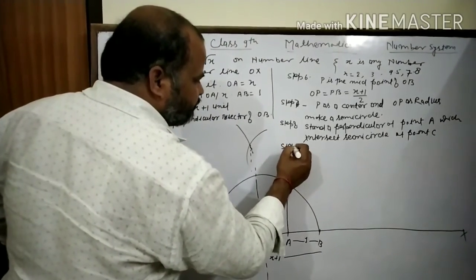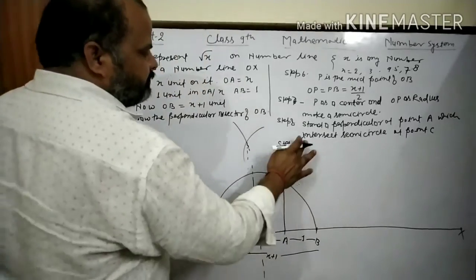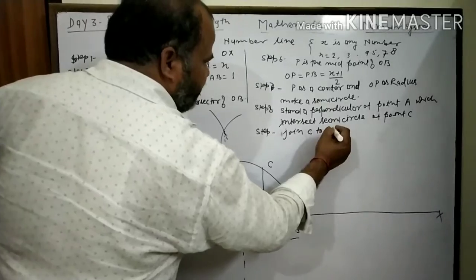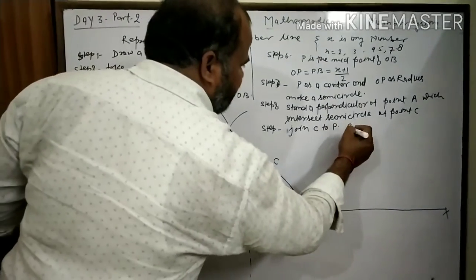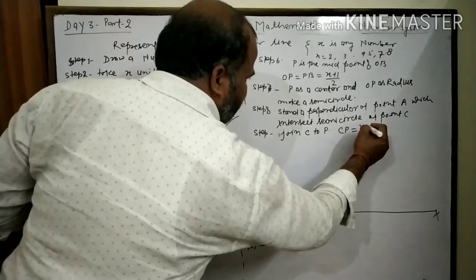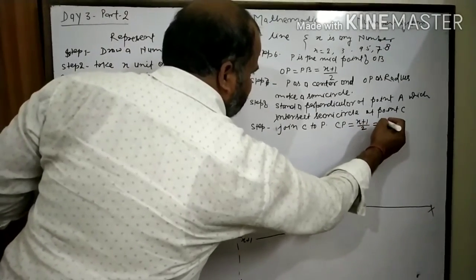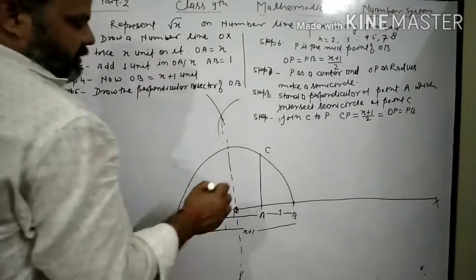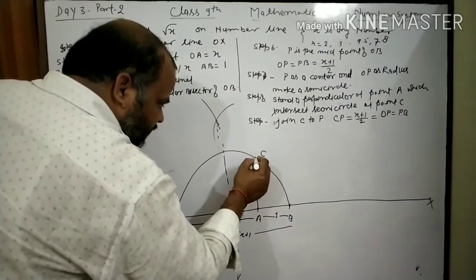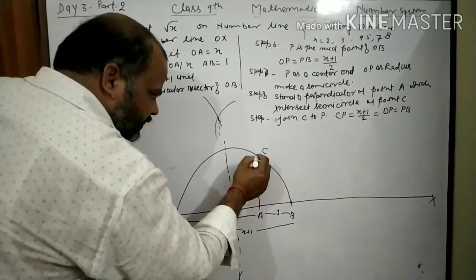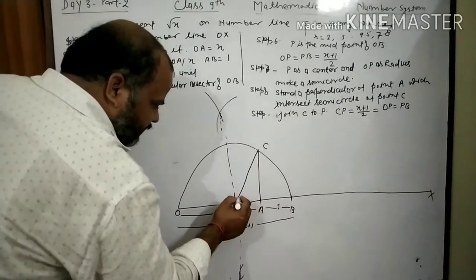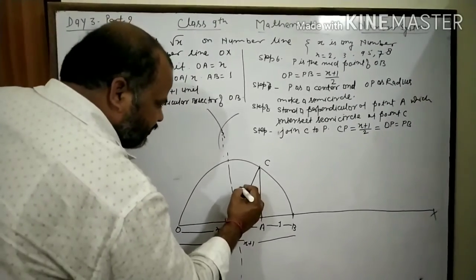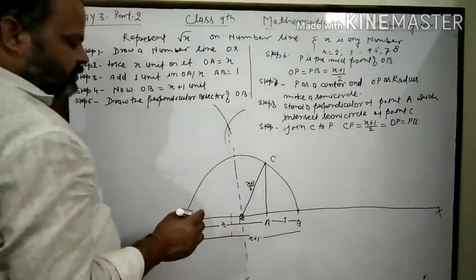In step, join C to P, such that CP is equal to x plus 1 by 2 is equal to OP is equal to PB. Here if you join any point on the circumference of a circle or semicircle or arc with the center, then it is the radius and it is equal to x plus 1 by 2.